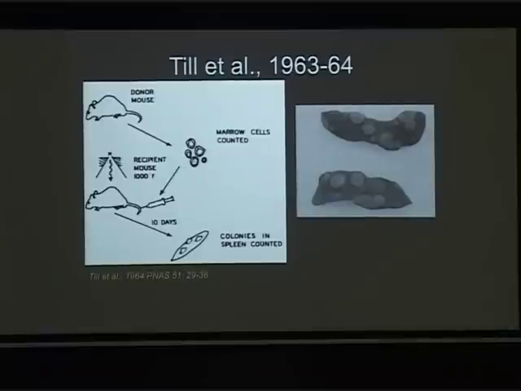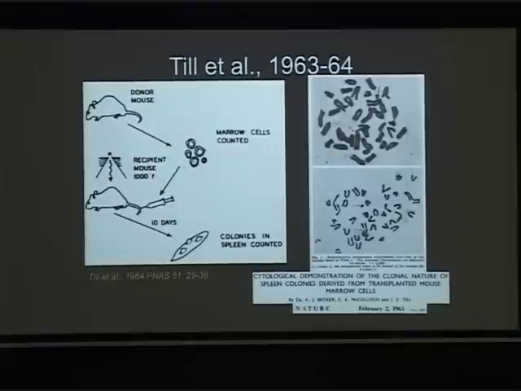Okay, and the way that Till showed that those colonies were actually colonies, which is amazing. He slightly irradiated the donor cells to create specific chromosome breakages, and then he showed that every one of those lumps, all the cells had exactly the same chromosome breakages, so they must have come from a single progenitor.